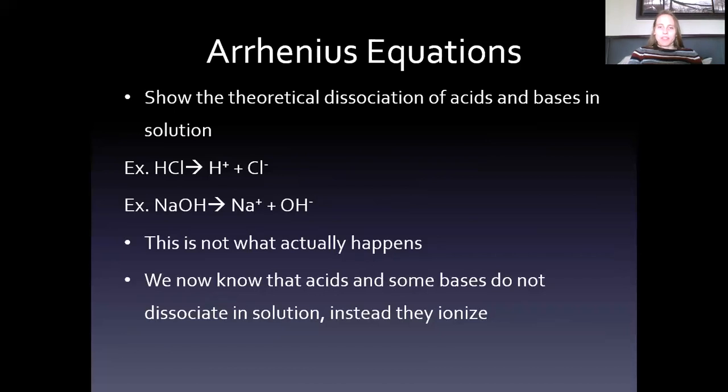The Arrhenius equations are essentially you just take the acid or base and you dissociate it, you split it in half. So your Arrhenius equations are essentially going to look identical to a dissociation equation. However, they're not correct. That's not what actually happens. Acids do not dissociate at all. And while this Arrhenius equation is correct for sodium hydroxide, because sodium hydroxide does dissociate, some bases don't. Bases that don't contain an OH already will not be able to dissociate.